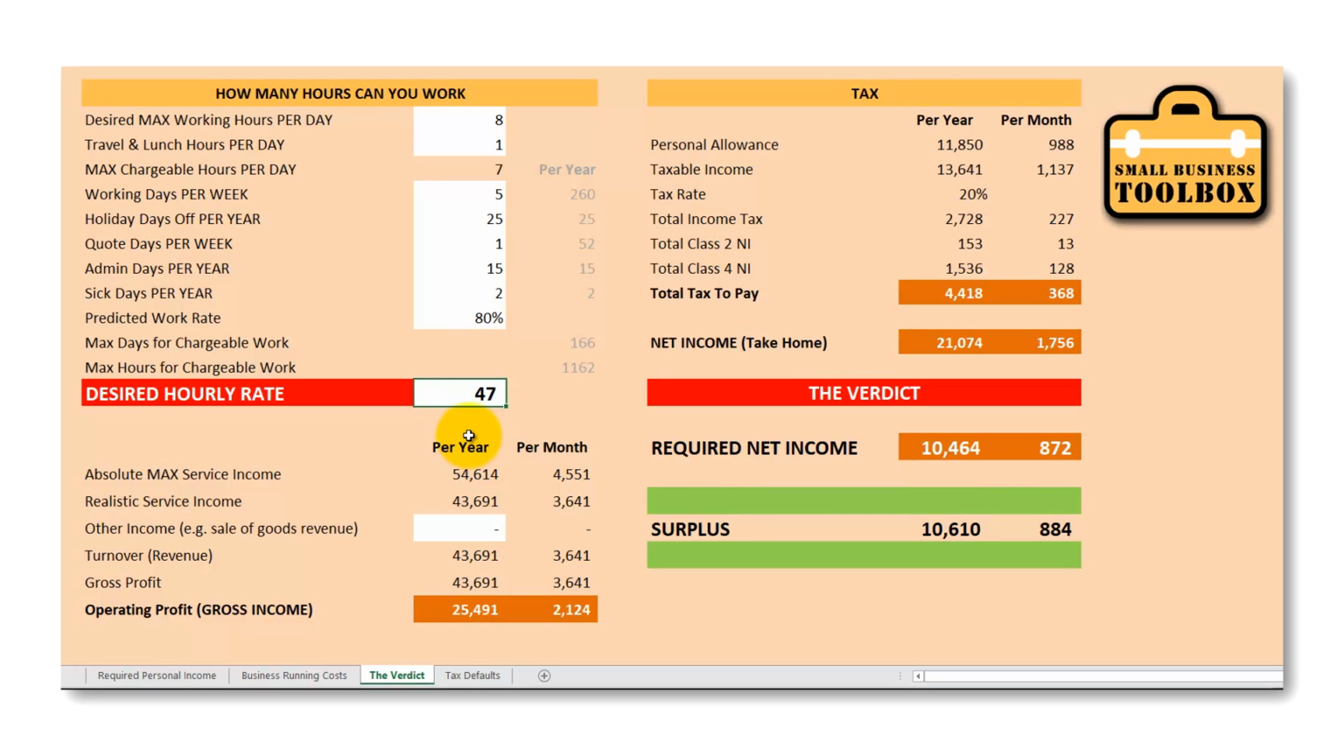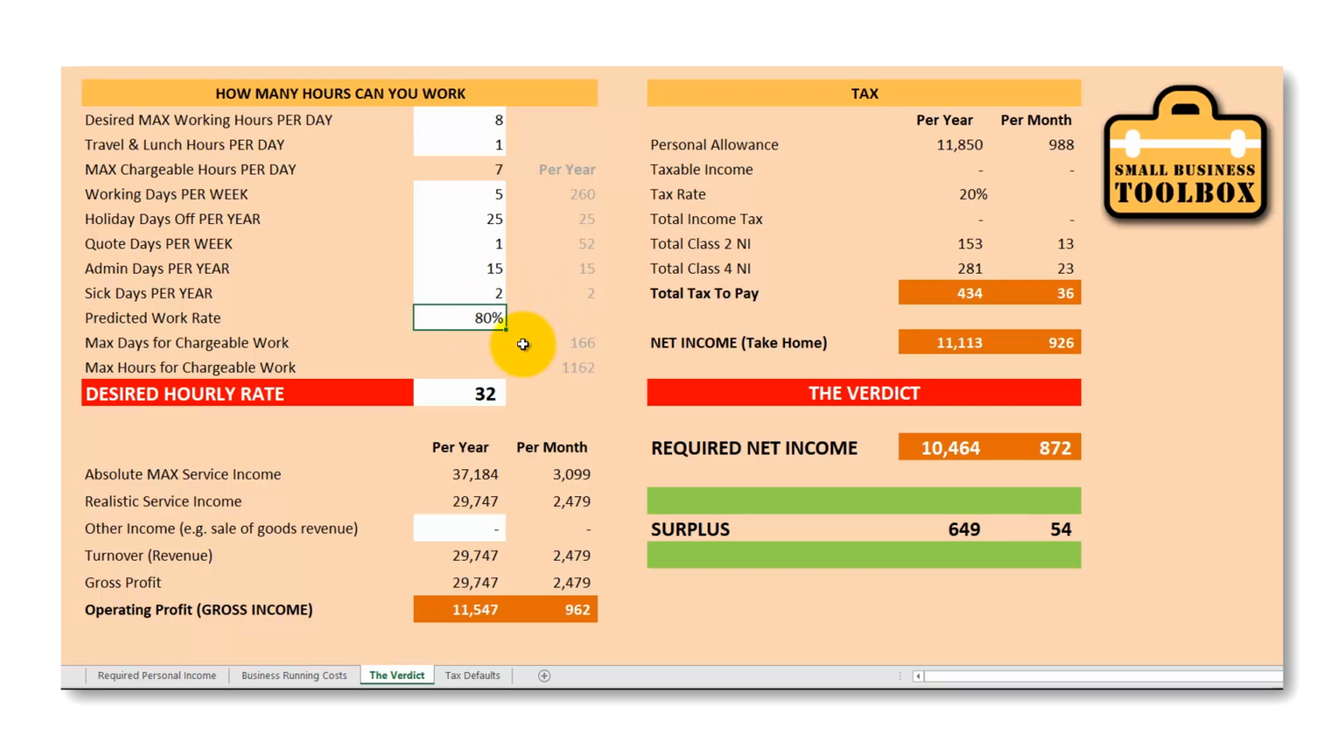So you could potentially drop your hourly rate. Let's see, if we drop to 30, that's too much. 35, £32 an hour, 31, 32. 31's too low. 32. Again, it's going to depend on all these parameters that you've got up here in terms of how many days a week you're going to be actually working and your predicted work rate.